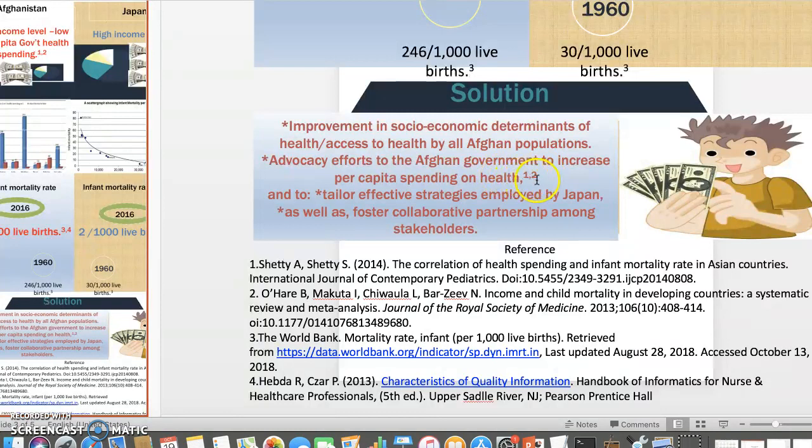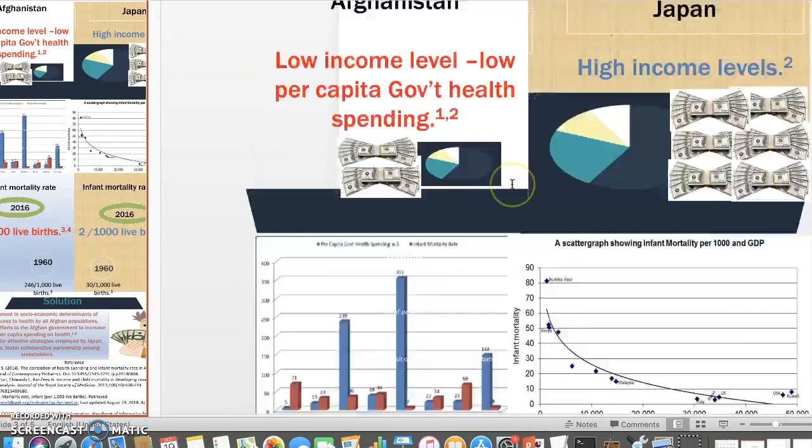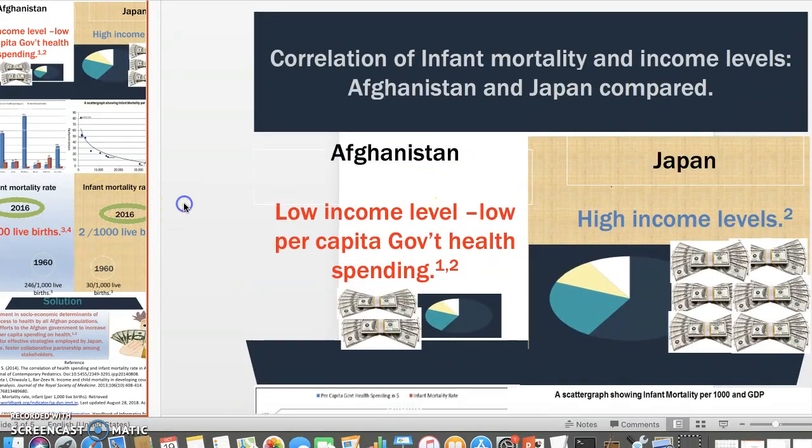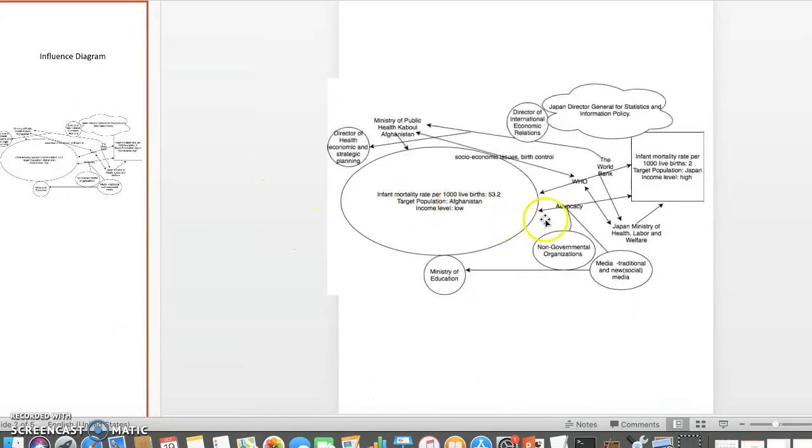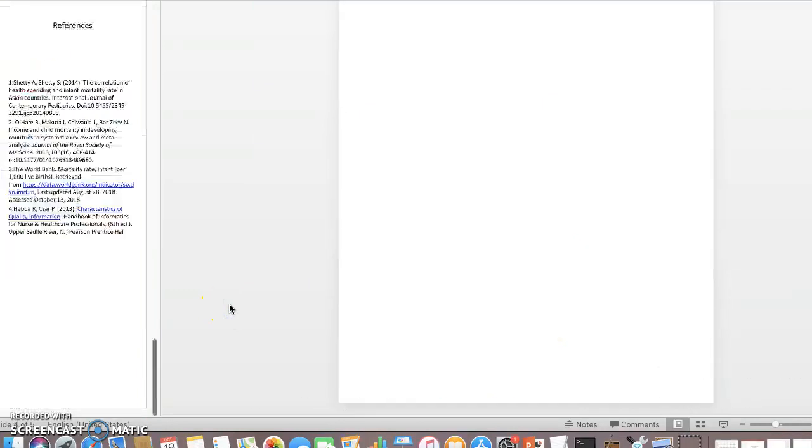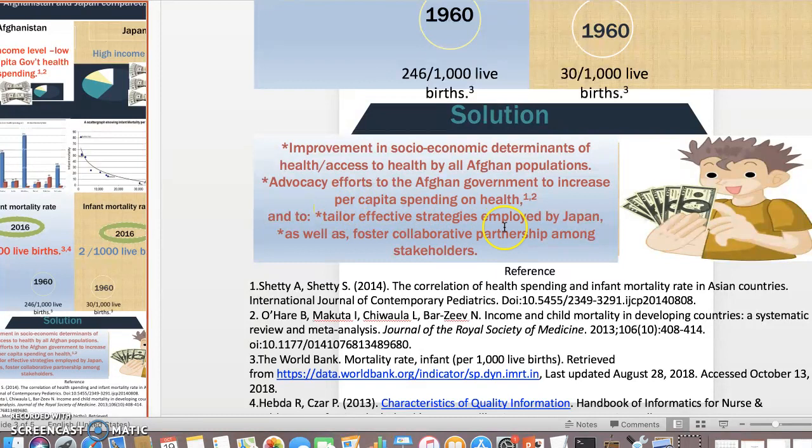As we said earlier in the influence diagram, we do have advocacy groups in the influence diagram. Let's look at it real quick over here. Advocacy groups link the Japan and the Afghanistan governments. So essentially, we are talking about efforts that tailor the success strategies of Japan and implement those in Afghanistan. Another important suggestion or contribution is to ensure that there is a collaborative partnership fostered amongst the stakeholders of this problem.